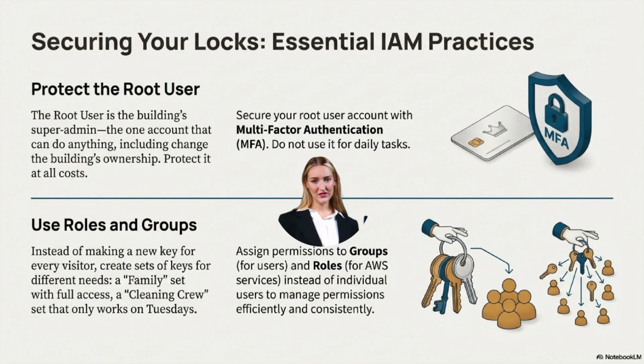To keep your apartment secure, you need to follow 2 essential practices: protecting the root user and using roles and groups. The root user is your building's super admin, the account created when you first opened your AWS account. It has the power to change anything, including the ownership of the building. You must protect it at all costs and secure it with multi-factor authentication, MFA. You should never use the root user for daily tasks.